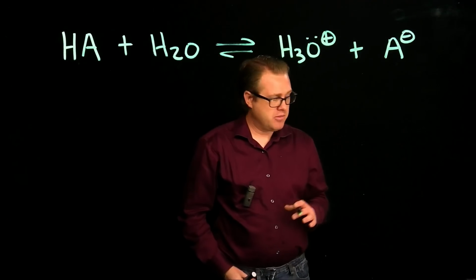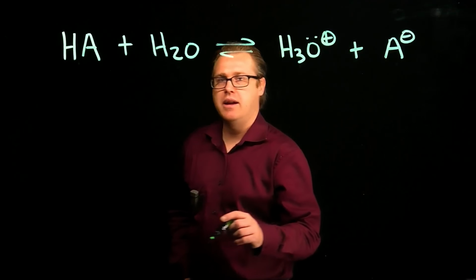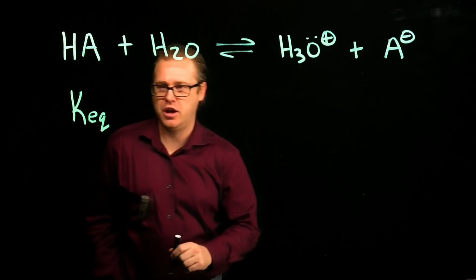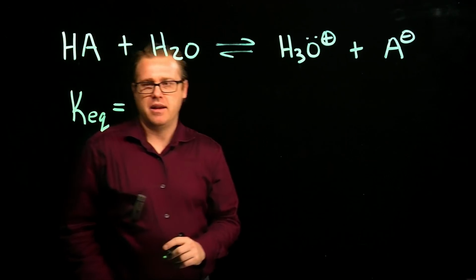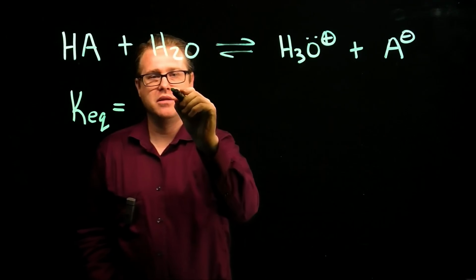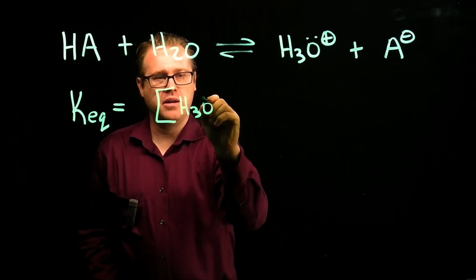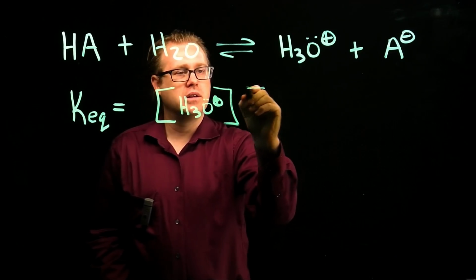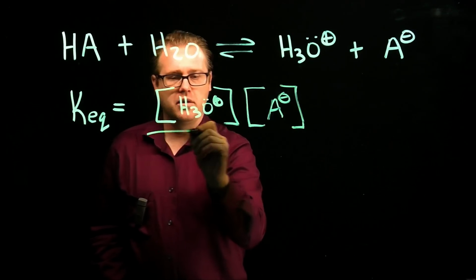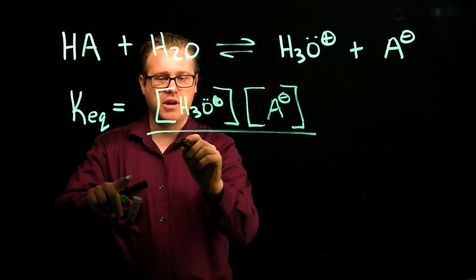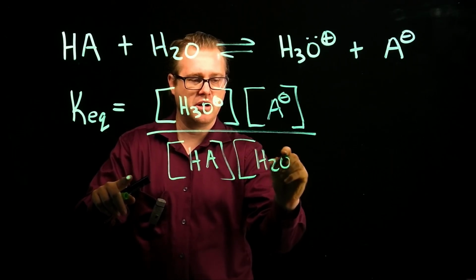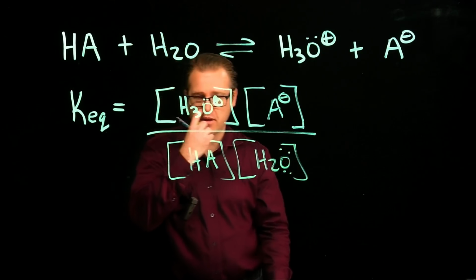So we have that equilibrium process. And how do we describe equilibrium? Well, that is what the capital K with the subscript EQ for equilibrium is. The equilibrium for that process is going to be the concentration of the hydronium times the concentration of the conjugate base, all divided by the concentration of HA and the concentration of water. Remember that?